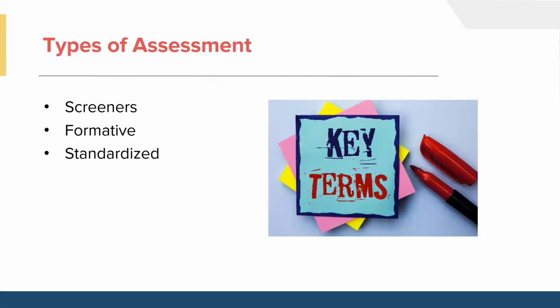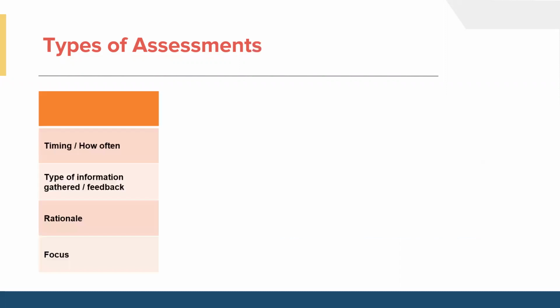There are generally three types of assessment that we can discuss. Screening tools are quick, brief measures to identify indicators of risk and determine whether further evaluation is needed. Second, formative assessments provide ongoing monitoring of a child's progress towards learning and developmental goals. And finally, standardized assessments compare the child's progress to an identified benchmark. We're going to dive into these more on the following slide.